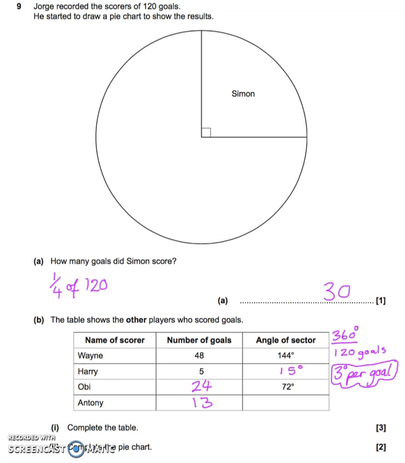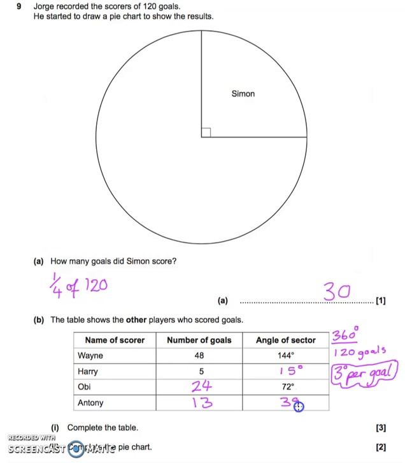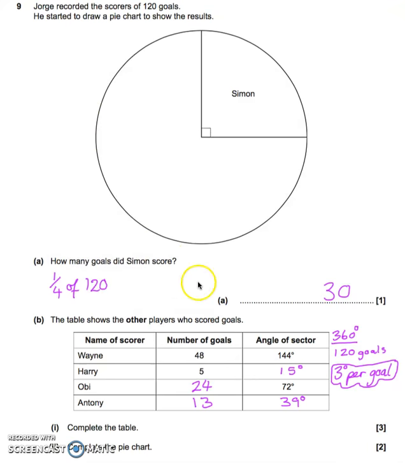And if you multiply 13 by 3, you're going to get 39. So 39 is the degrees that represents Anthony's number of goals in this pie chart. And then we have to add up all of the degrees just to check that we've got the right answer. So just to prove to you that it all works, we've got 39 plus 72 plus 15 plus 144 plus Simon's 90 degrees, which is 360. So it all works, and we've got the right numbers in the right places in our table. And that's going to get us 3 marks just completing that table.